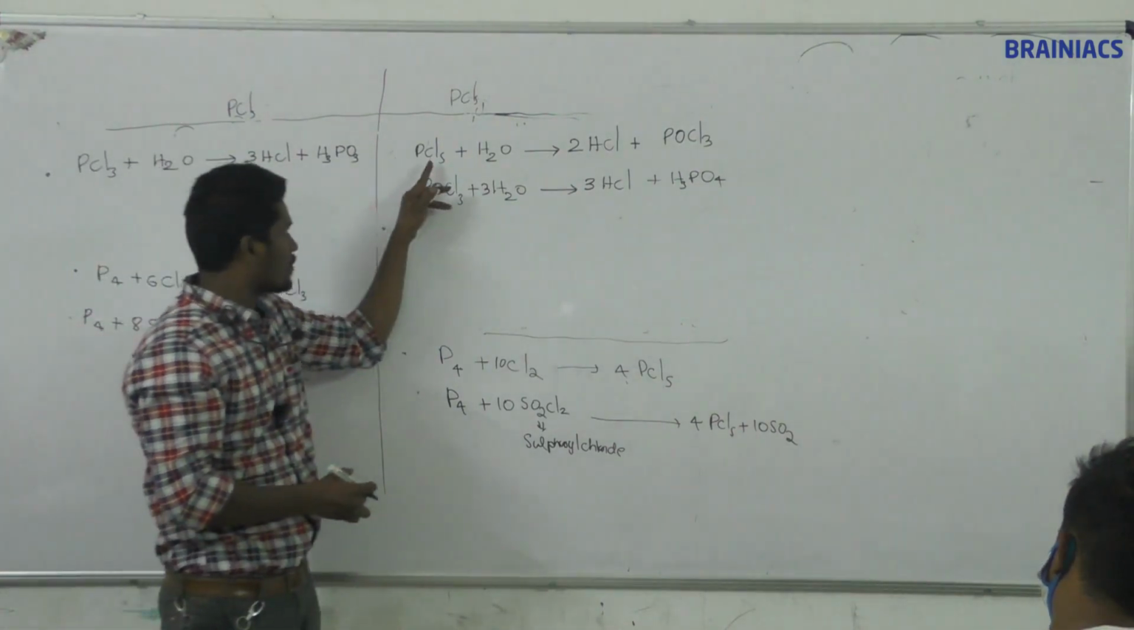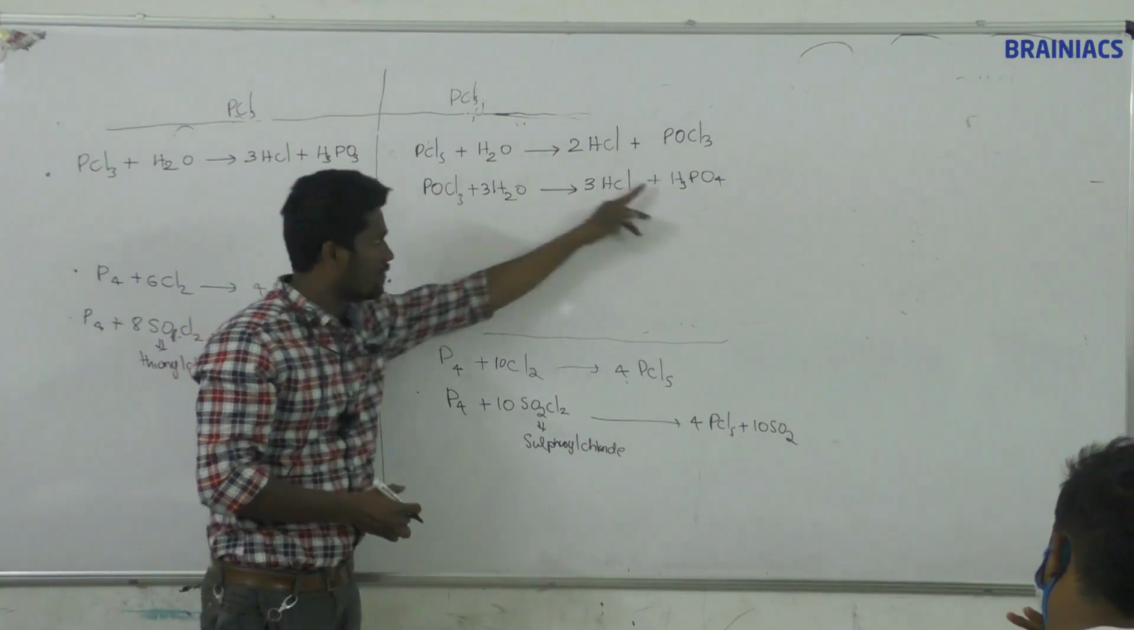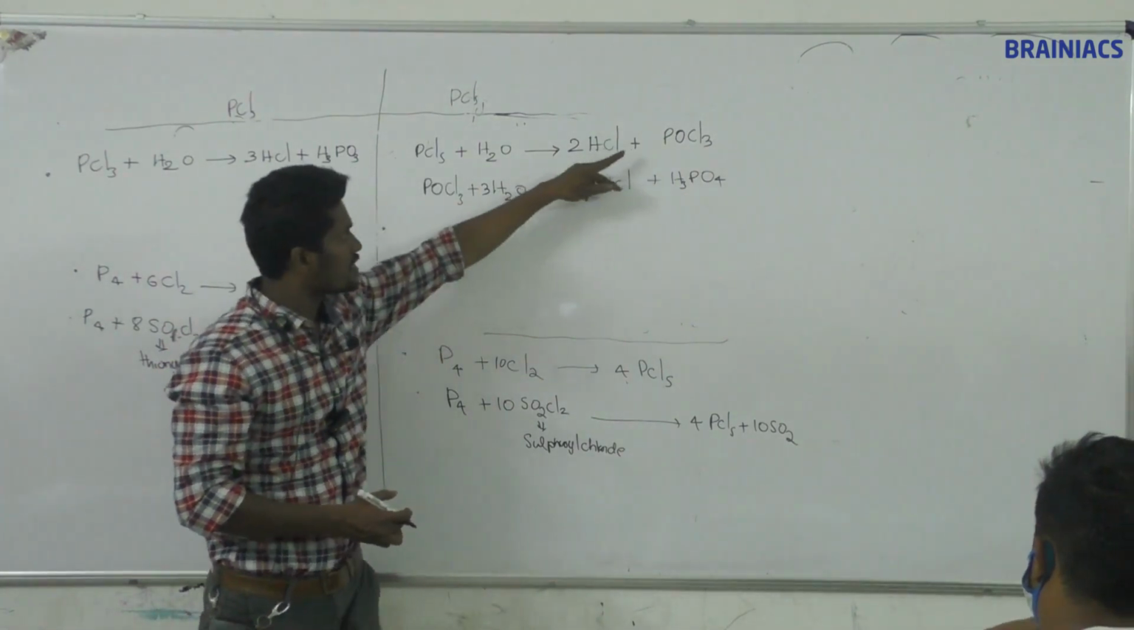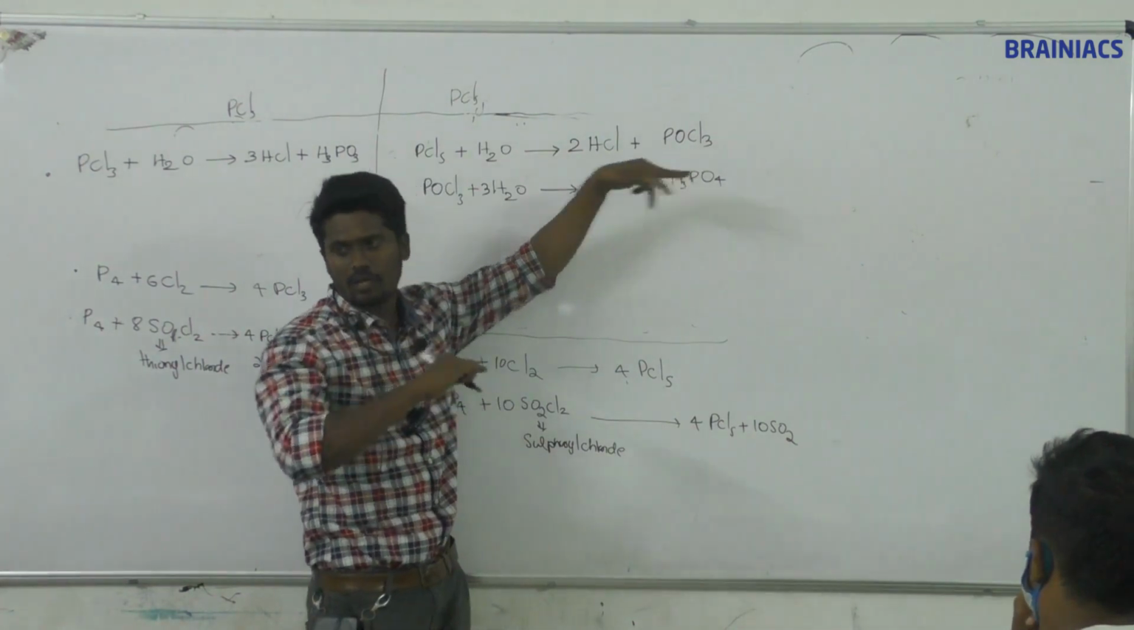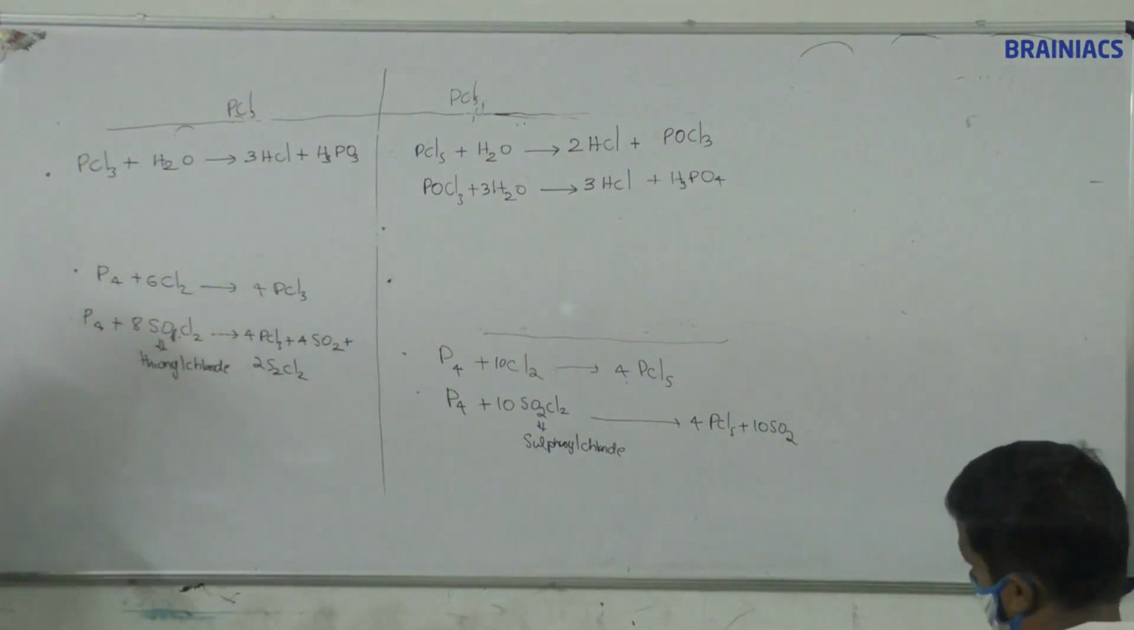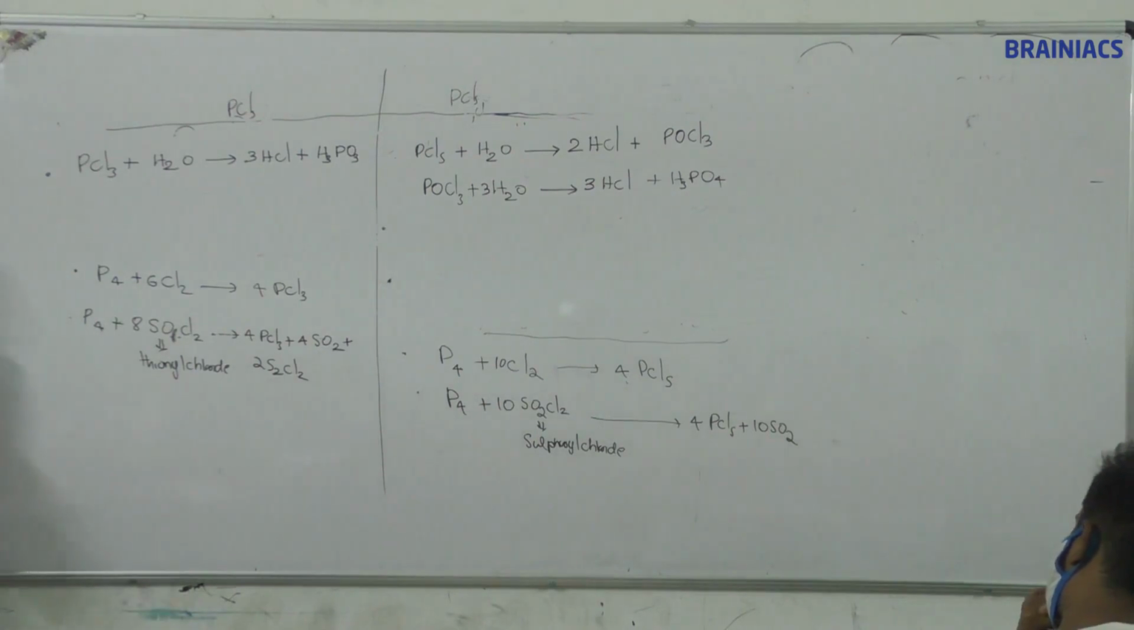So what is the major product formed by PCl3 on hydrolysis? H3PO3. What is the product formed by hydrolysis of PCl5? So what is the first product formed? POCl3. It again on hydrolysis gives what? H3PO4.